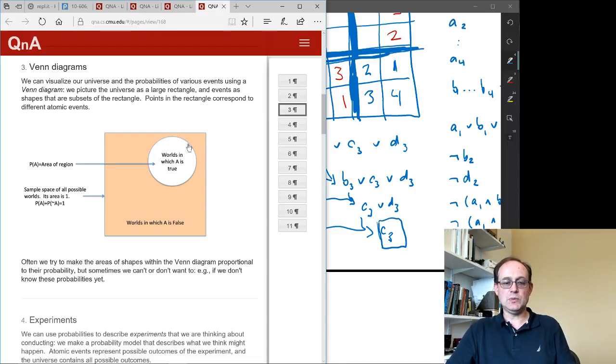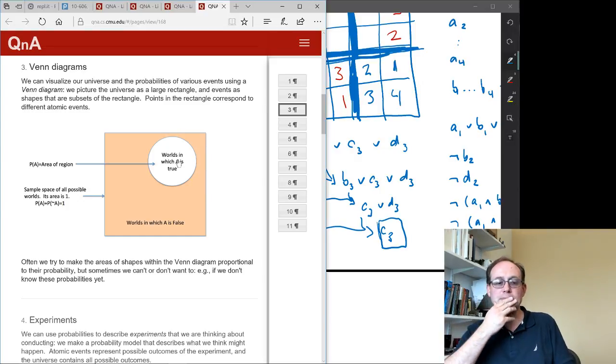The atomic events in which A is true are inside this circle, and the ones that are inside the square but not the circle are the worlds in which A is false. So we think of our atomic events as possible worlds, and we think of our compound events as sets of possible worlds, or properties that could hold in our possible worlds. A lot of times we'll try to make the areas proportional to the probability of the event, but when we're making a Venn diagram, we might not know ahead of time what that probability is going to be, and so we won't be able to make the probabilities proportional.